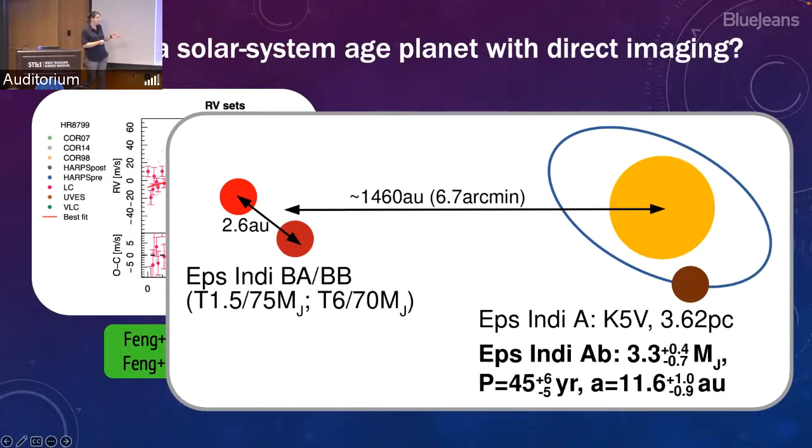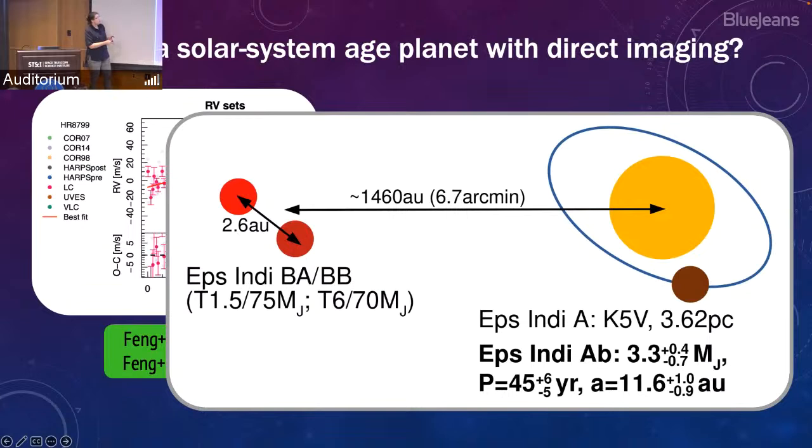This is an extremely nearby star. It's only about 3.5 parsecs away, which is part of why you have that really promising separation between the star and the planet. It has this massive planet that's been detected with radial velocities, and it's also co-moving with a brown dwarf binary, so with 2 70 to 75 Jupiter mass objects.